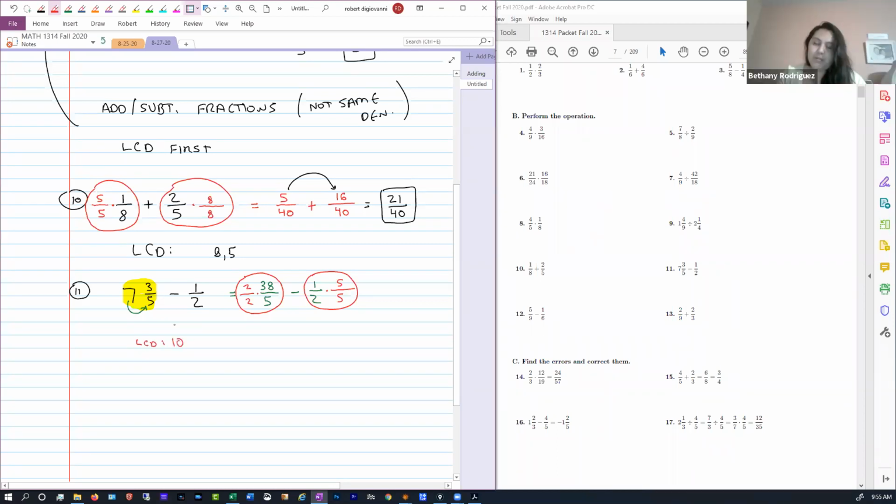The first one is, I think it's 76 over 10. Okay, good. And then minus, right? And then the other one is 5 over 10. Okay, good. Now we have the same denominator, which we're happy about. And we're going to do what now?